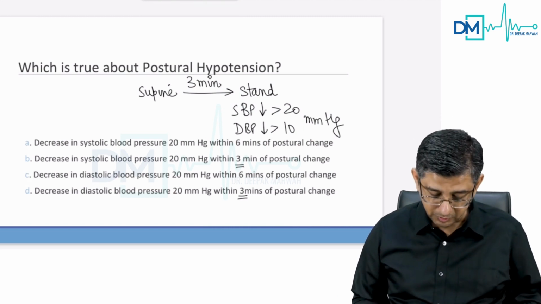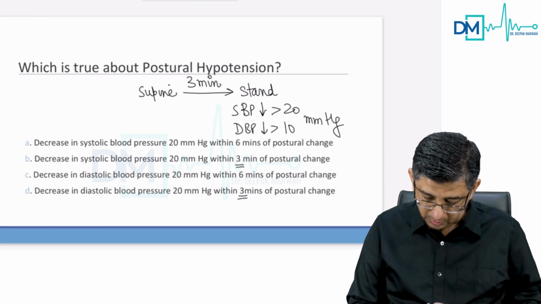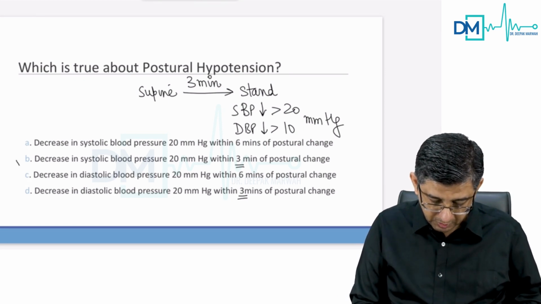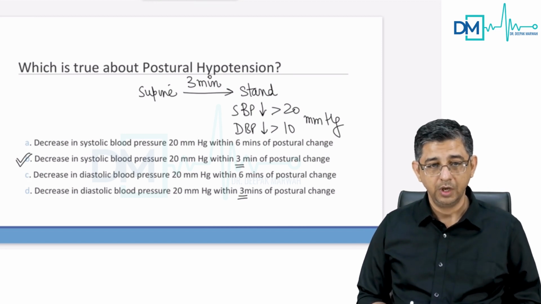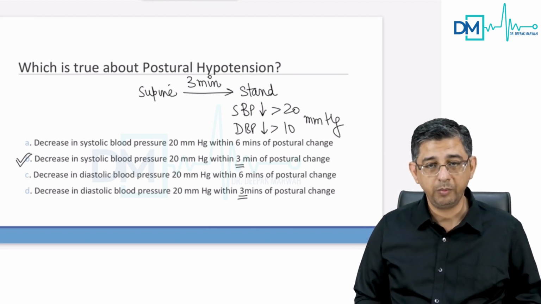The correct answer to this question would be given as choice number B, that is decrease in the systolic blood pressure within 3 minutes of a postural change. So the wordings of the questions obviously have to be practiced.